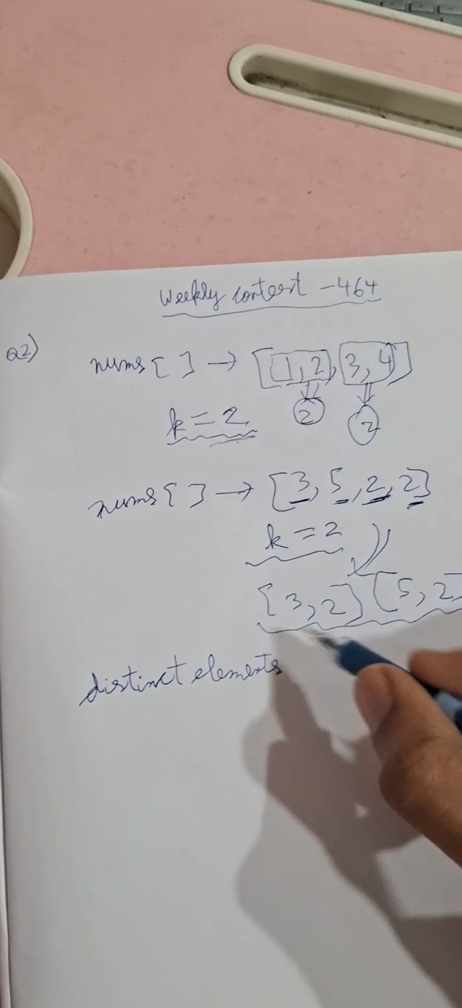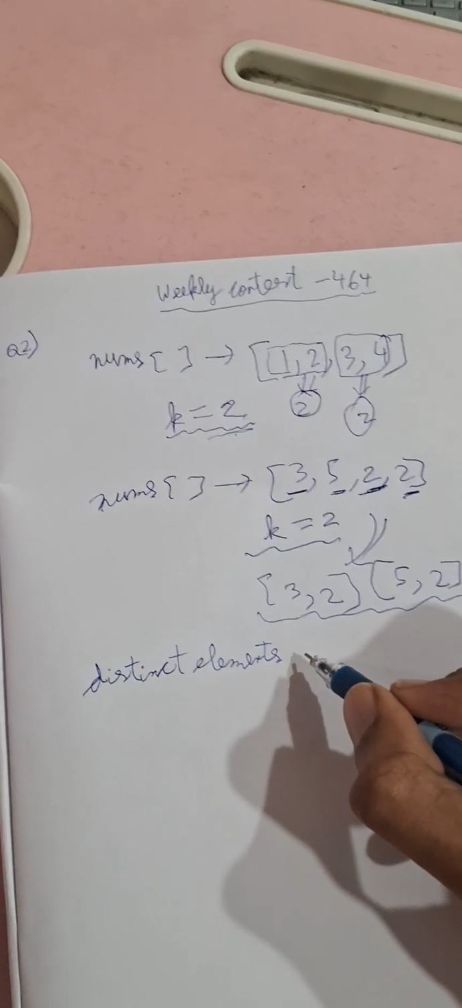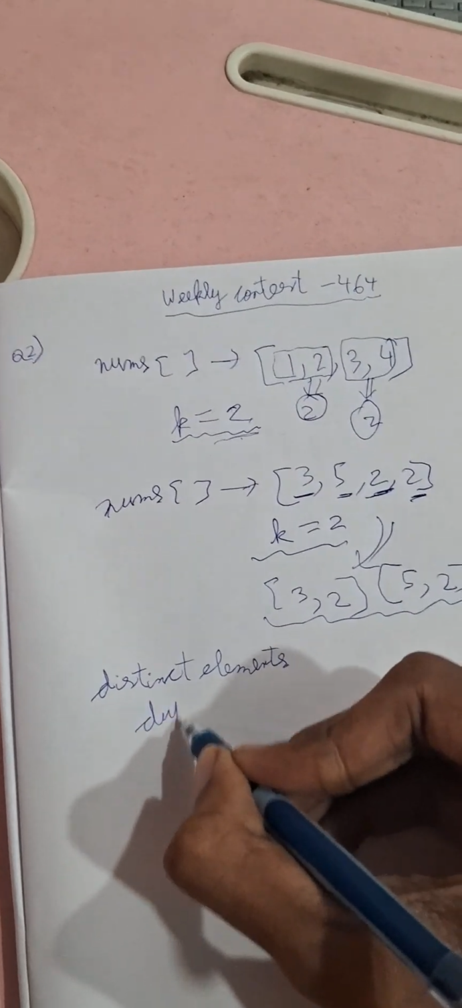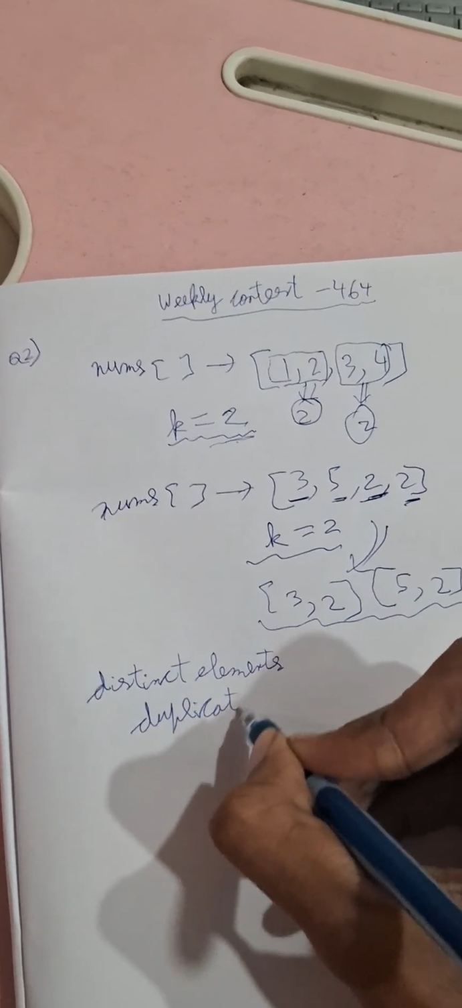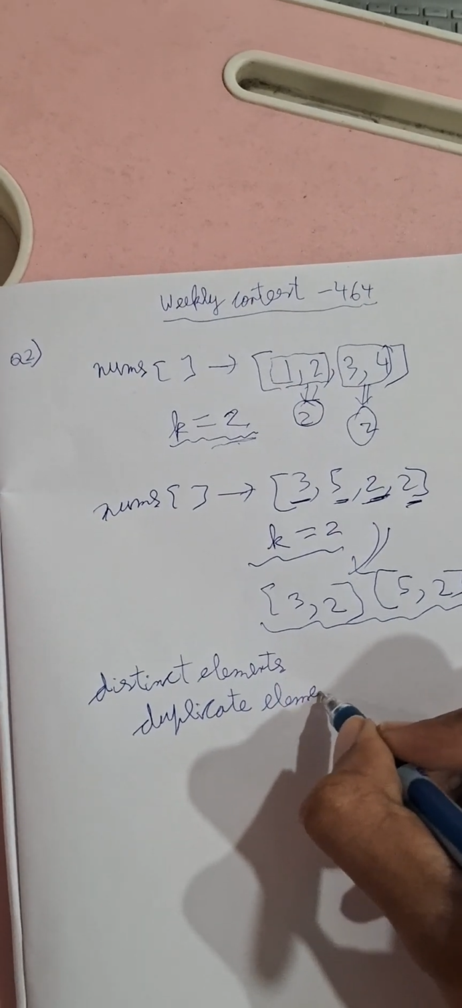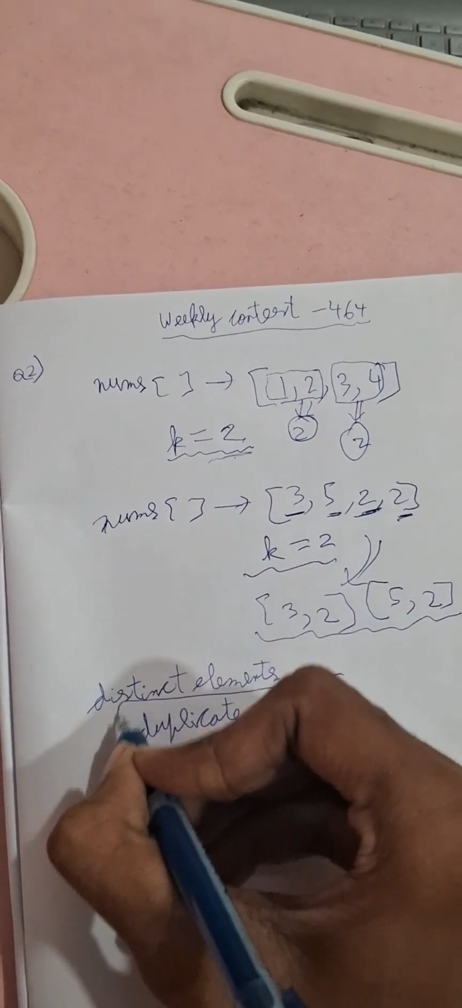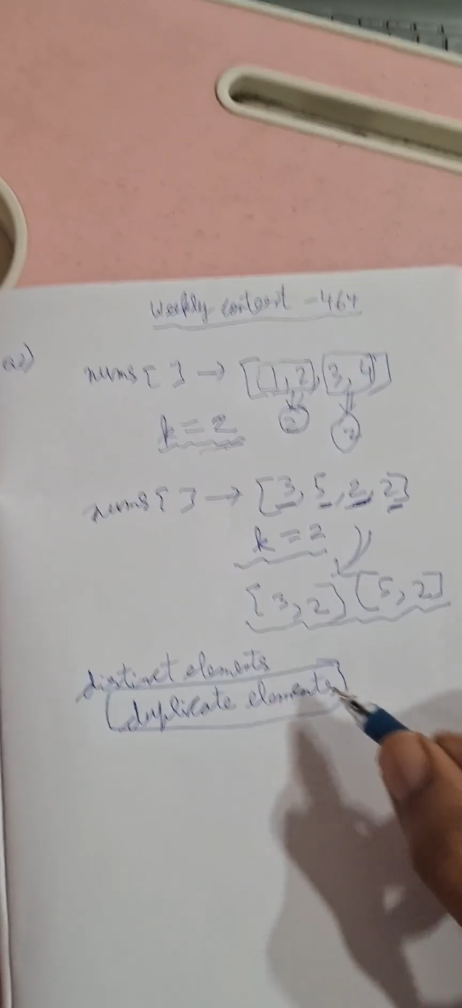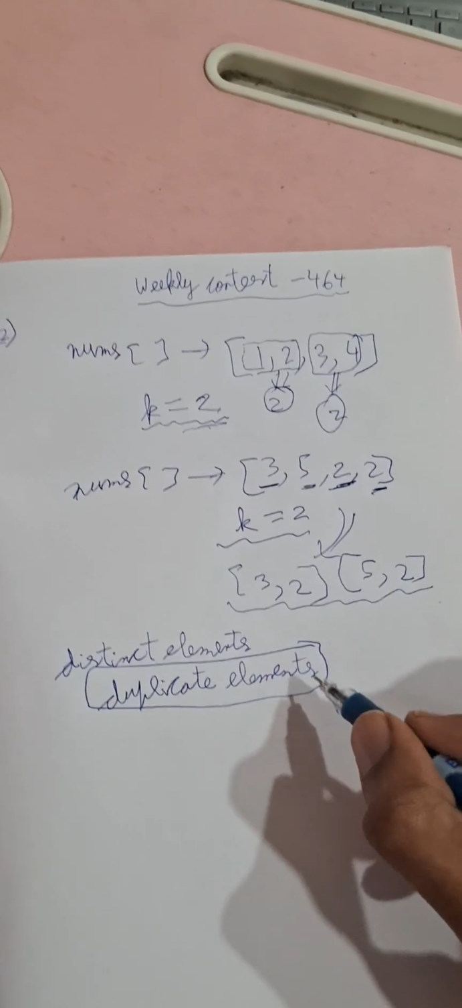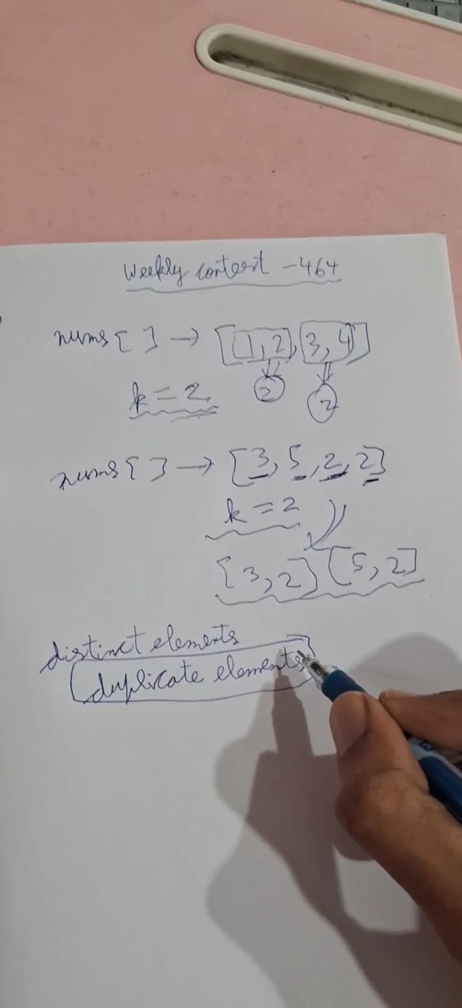Now the biggest enemy of distinct elements is duplicate elements. So when does the problem arise? The problem arises only when there are duplicate elements. So this is our target. We have to check for duplicate elements.